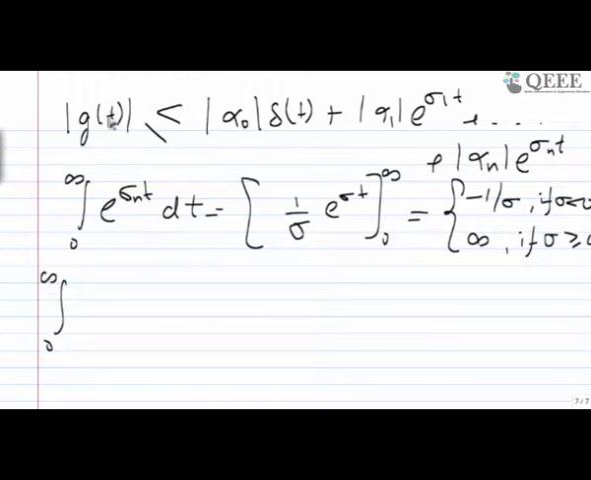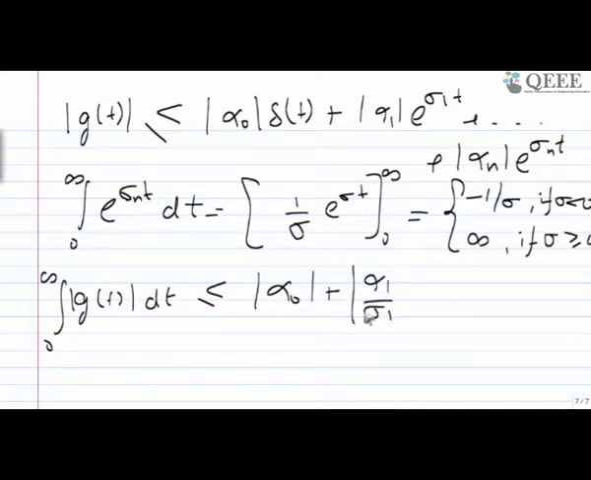So if I take the integration of the first equation, what it will give me is alpha naught plus alpha 1 over sigma 1. Okay, and here I assume that sigma is less than 0, that's why I'm getting this over sigma 1, otherwise this will give me infinity. Are you following what I'm doing here?